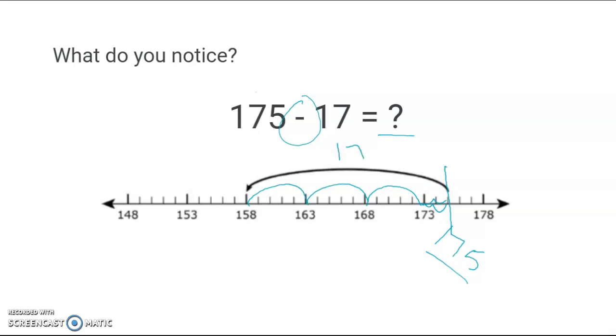So my number line is modeling my equation of starting at 175, taking away or jumping backwards 17, and I landed at, in my equation, a mystery number, but here on my number line, it represents that I'll land at 158.